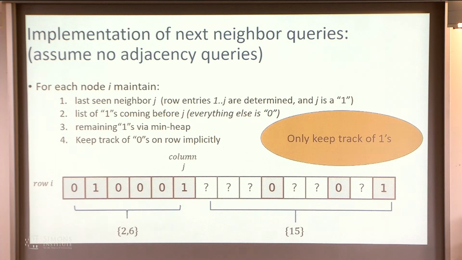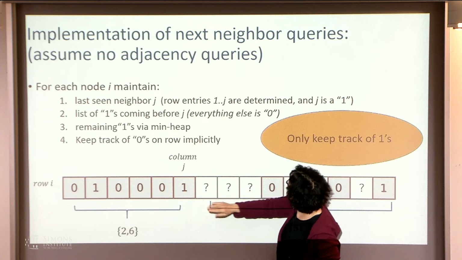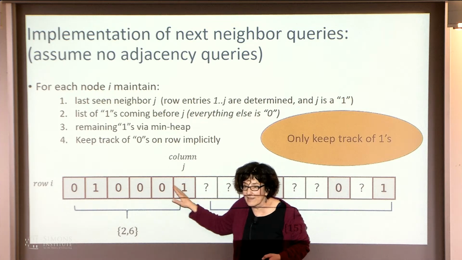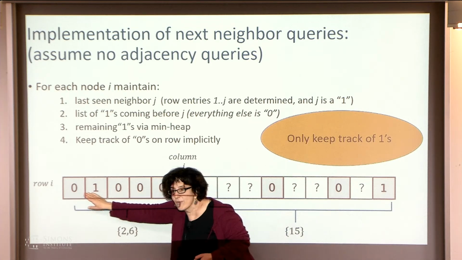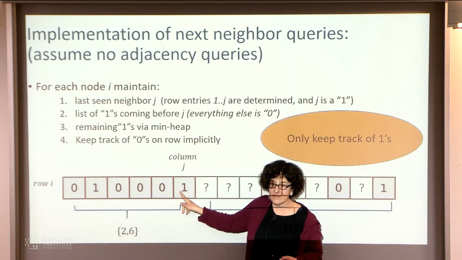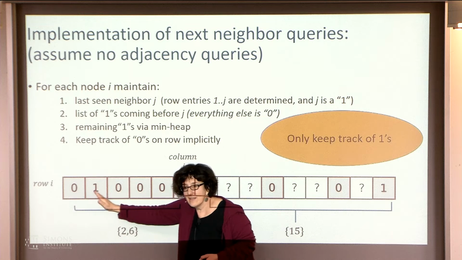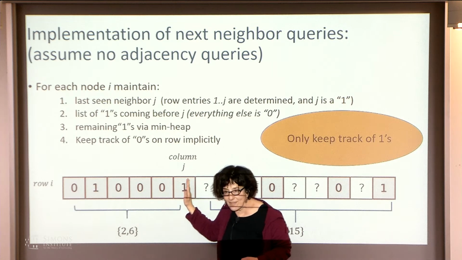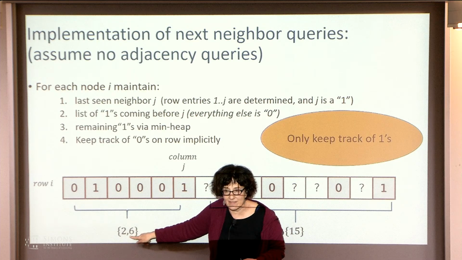All right. So here's how we're going to do it. For each node I, we're going to maintain the last seen neighbor J. So this is the last one we've seen so far. That means that everything before J has been determined, okay? But the way we're going to write down what came before J is we're only going to write down the locations of the ones, 2 and 6. And then implicitly, anything else is a 0 up to here, because everything up to here has been determined. So everything up to here is a 0 that's not in this list.